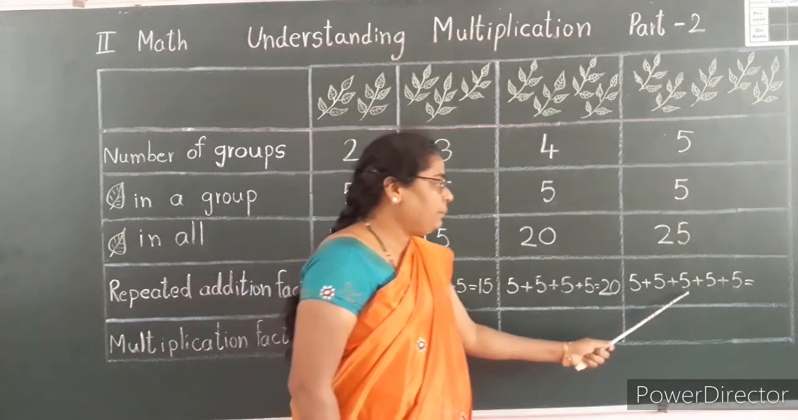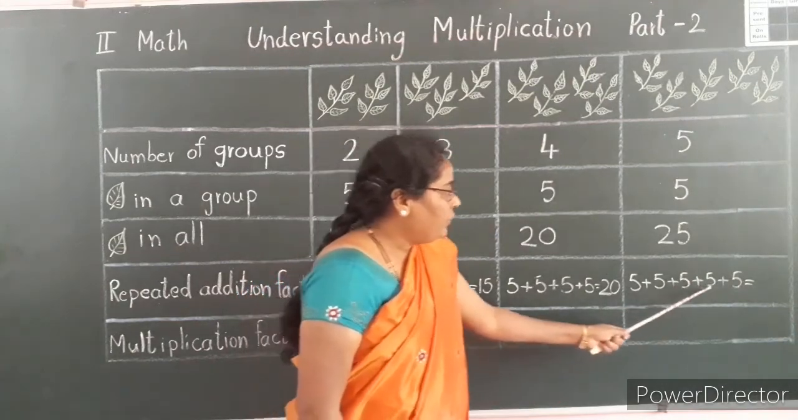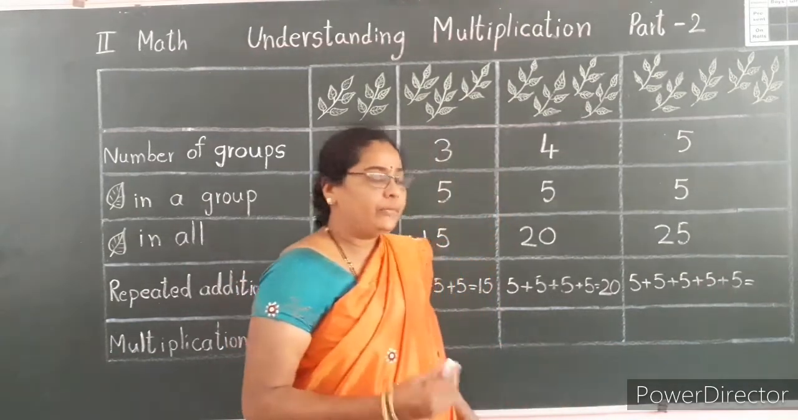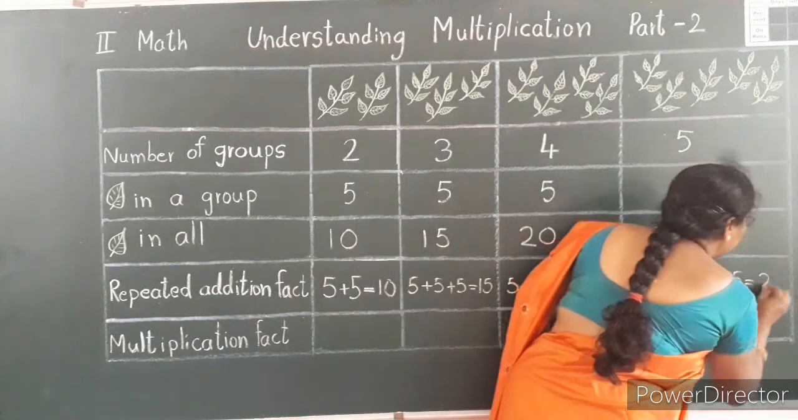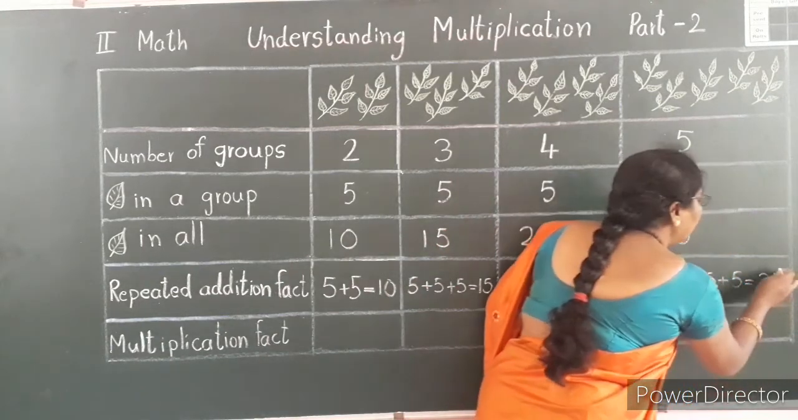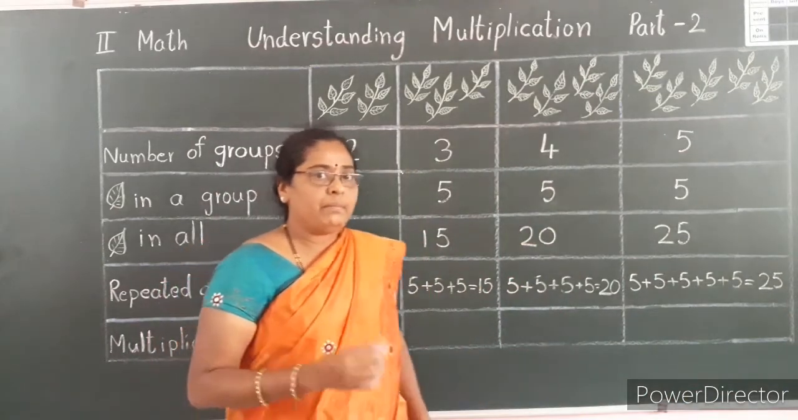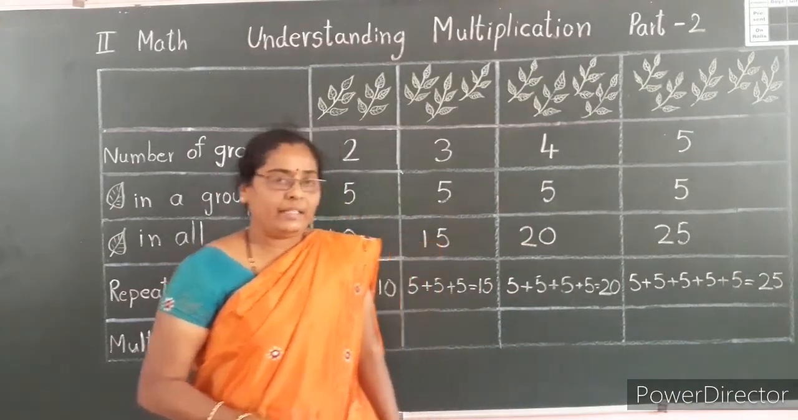5 plus 5, 10. 10 plus 5, 15. 15 plus 5, 20. 20 plus 5, 25. Altogether, 25 leaves. Here we added the same number again and again.